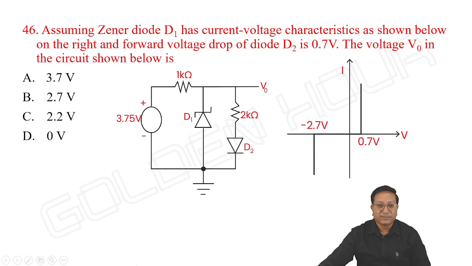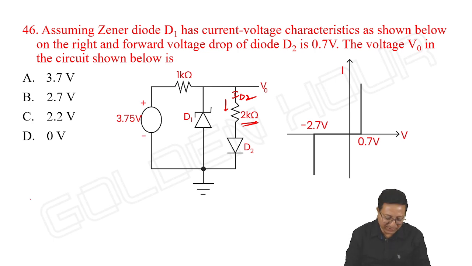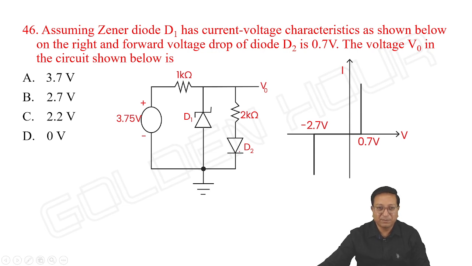See the same problem, but instead of 1K, here I kept 2K. As I kept 2K, this current value, the ID2 value, will be less than what it was earlier, so that ID1 plus ID2 may be equal to I. Let us check it. The procedure remains the same. Assume D1 and D2. Here, as the supply voltage is greater than the breakdown voltage, D1 is under breakdown and D2 is forward biased.